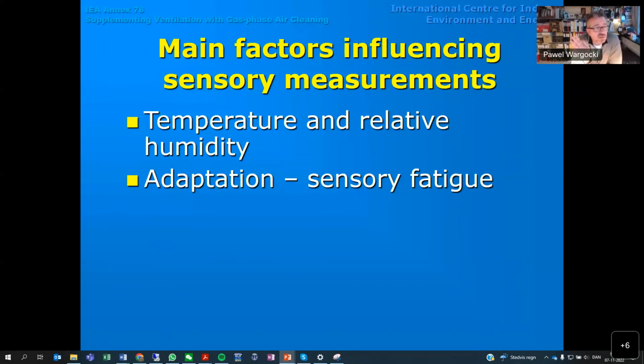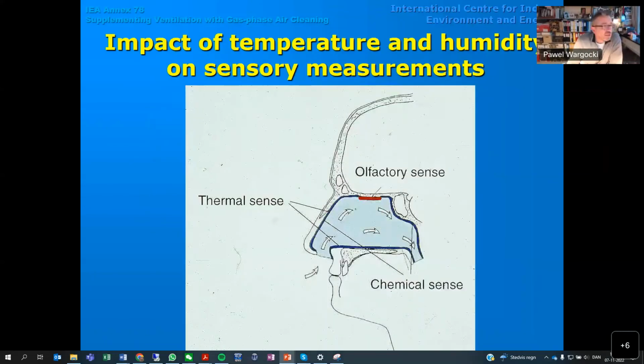Sensory assessments, of course, have certain limitations, and you need to be careful of the problems that are related, like with all the other measurements. The two major problems are the effect of temperature and relative humidity, and adaptation. Basically, together with our olfactory and chemical sense, we have a thermal sense that is located in our olfactory region. And basically, it's sensitive to the temperature and humidity, or the enthalpy of air.